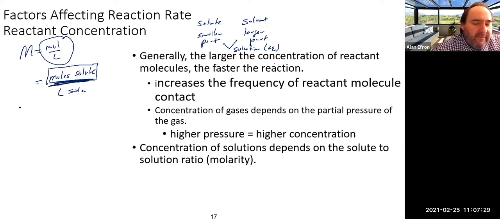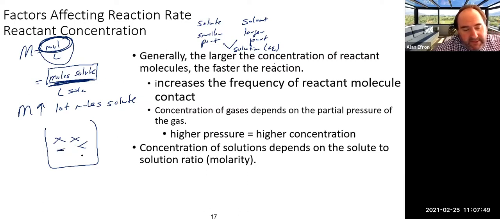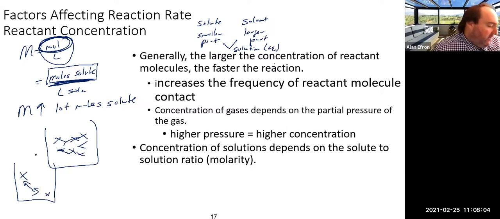So if we have a much larger concentration, in order to get a large M value, you need a bigger number on top and a smaller number on the bottom. That means we have a lot of moles of solute available. It's just a process of availability. If you have a lot of things floating around, there's a pretty good chance they're going to run into each other and start reacting a lot faster than at a lower concentration, where it's very sparse and it's going to take longer for them to find each other and react.